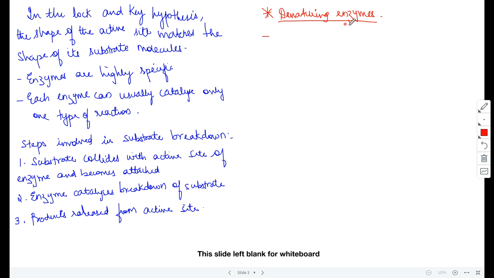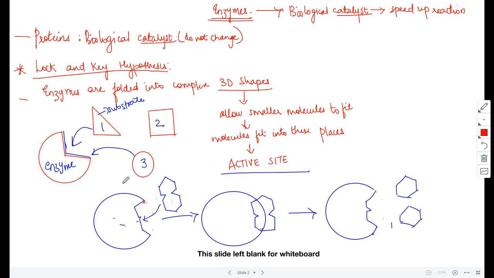As I was telling you, enzymes work under specific temperature, specific pressure, and under specific conditions. Now, what happens if these enzymes are exposed to extreme levels of pH? So there are certain conditions: pH level, temperature. What happens is the shape of the active site may change.